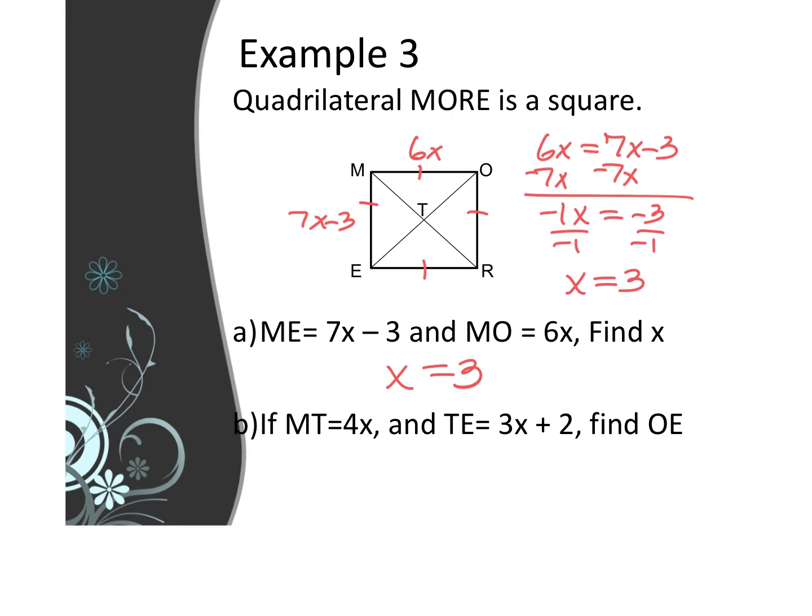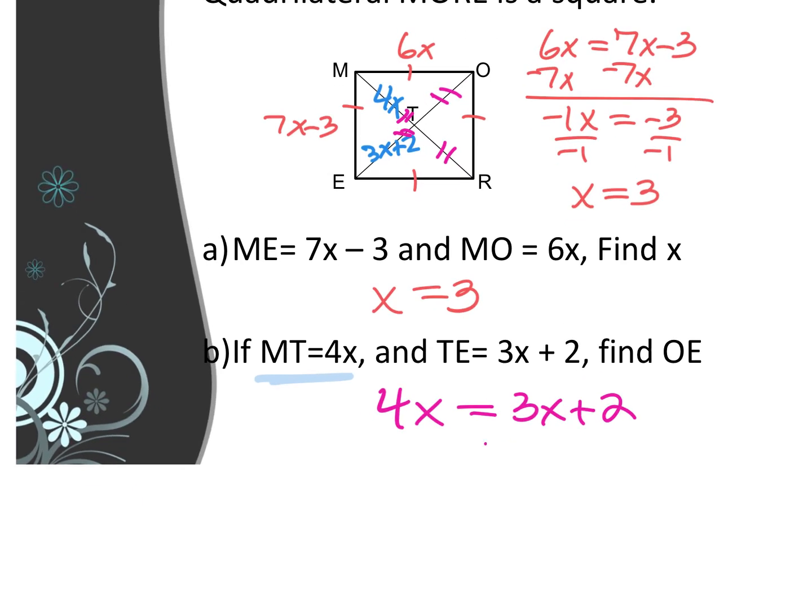So I know also in a square, because the square has all the properties of rectangles, I know the diagonals in this square are congruent. So if this diagonal, and it's also bisected. So here it's telling me that MT is 4x and TE is 3x plus 2. So I know the diagonals are congruent, so that also tells me that all of these little pieces here are also congruent. So I'm going to set 4x equal to 3x plus 2. I'm going to solve for x. X equals 2.